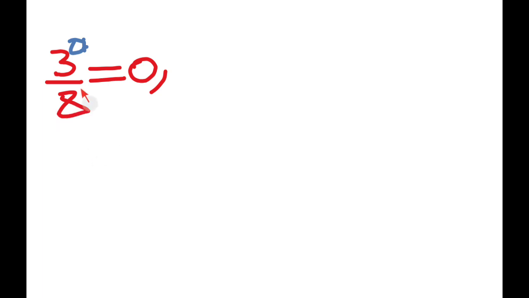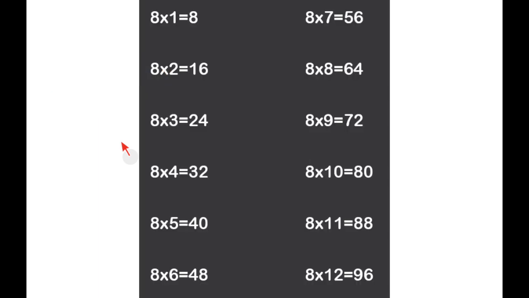Now we go, how many times does 8 go into 30? Using the 8 times table, that should be easy to figure out. The first number we find is 24 and the second one is 32. But 32 is bigger than 30. So we cross that off and we use the one that is closest to 30, but not bigger than 30. Both are close to 30, but this one is bigger and this one is smaller. So we take the smaller one and use it.